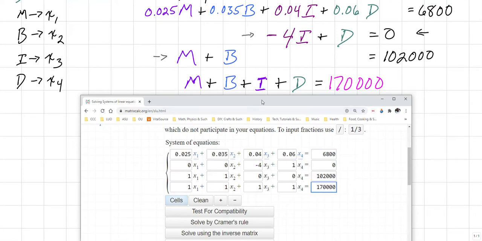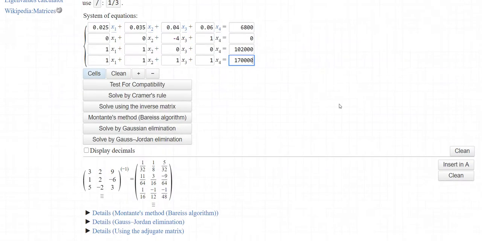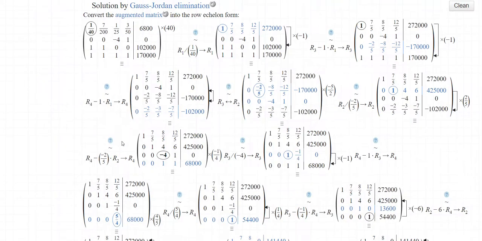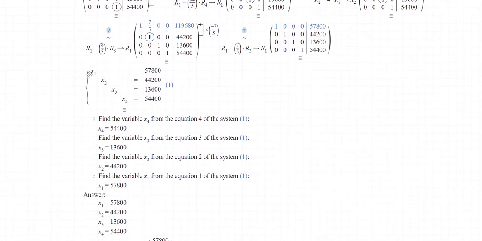And then what I want to do, and let me expand this, is come down here, and there are different ways to solve this. You're always going to get the same answer no matter how you solve, but I want to solve by Gauss-Jordan elimination. I simply left click that, and it's going to do all of the row operations. And eventually I'm going to get down to this right here. And this is what I'm interested in.